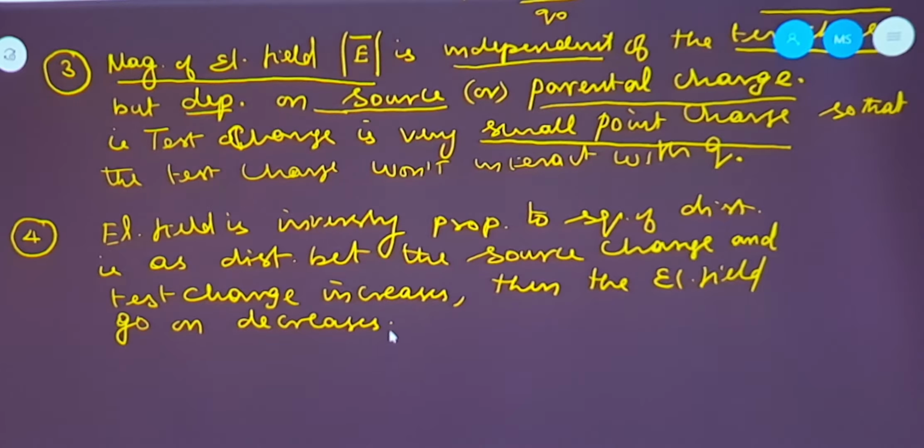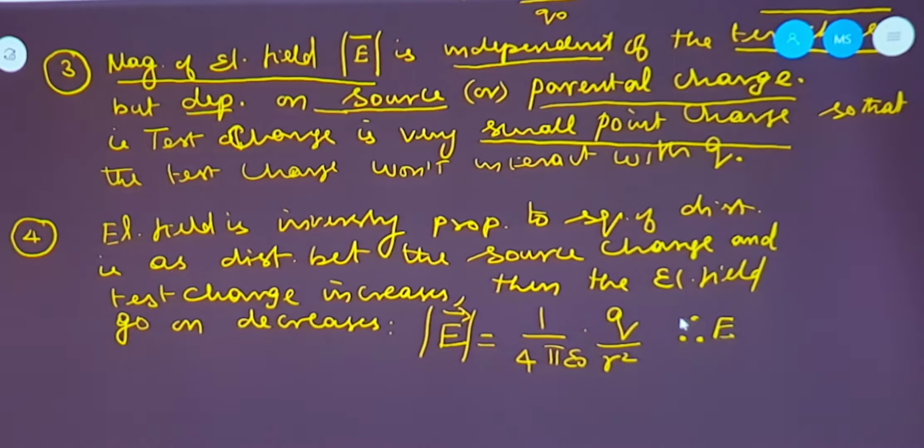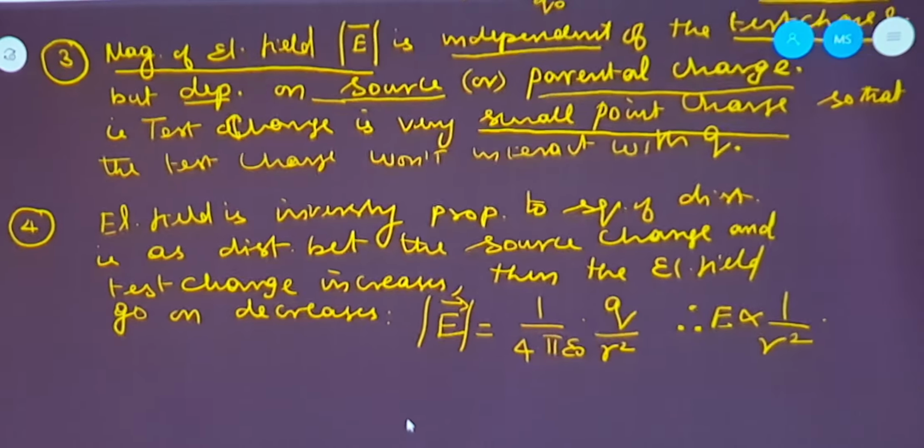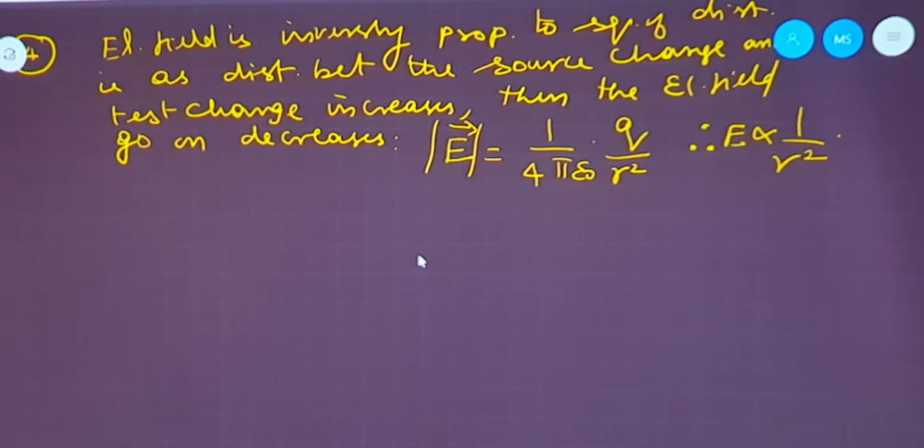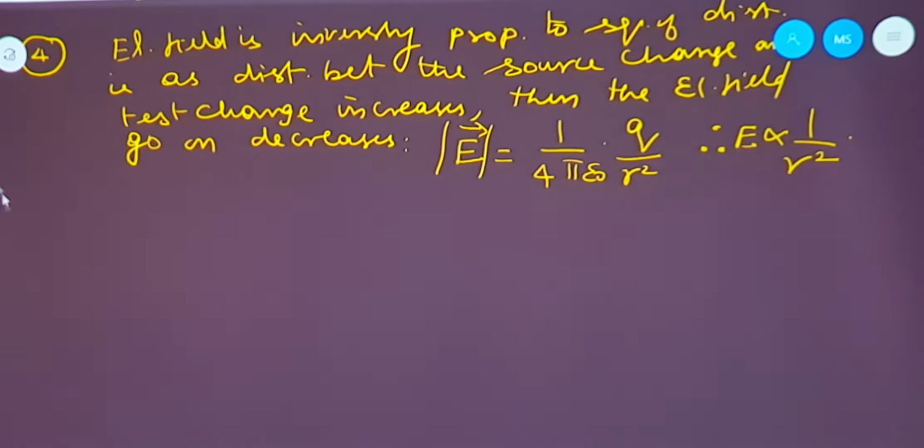How can you prove it out? We know the electrical field E vector, or I can say the modulus of E vector, is equal to 1 by 4 pi epsilon 0 Q by R square. Therefore, the modulus of E vector, E, is proportional to 1 by R square, or inversely proportional to R square. Then let us go to point number 5.